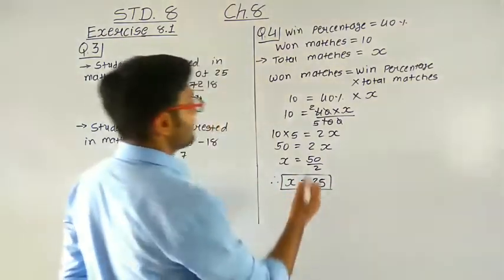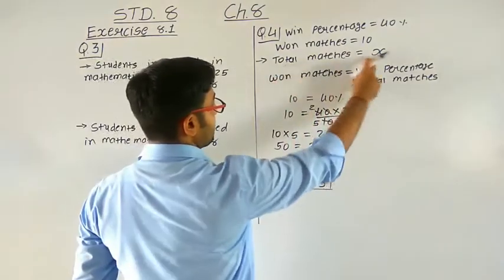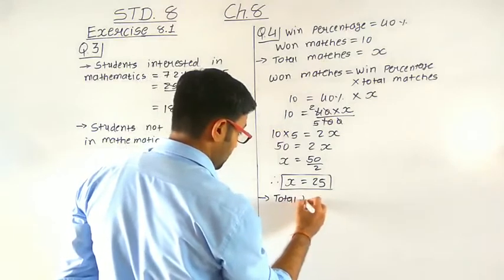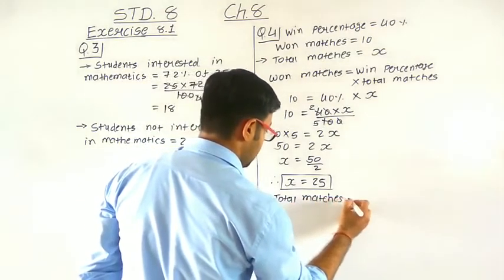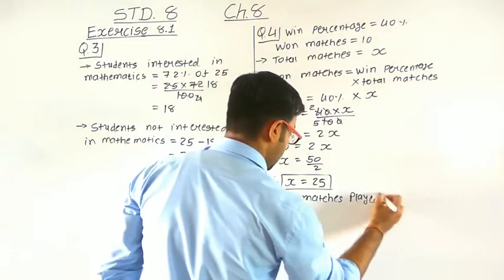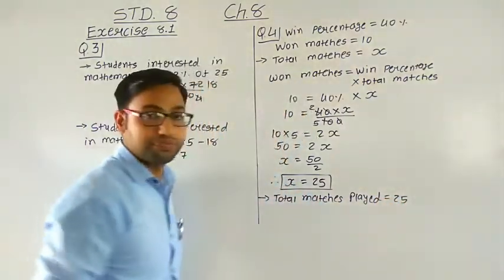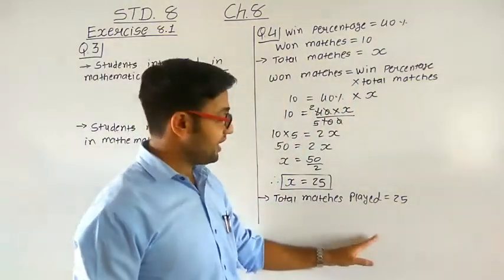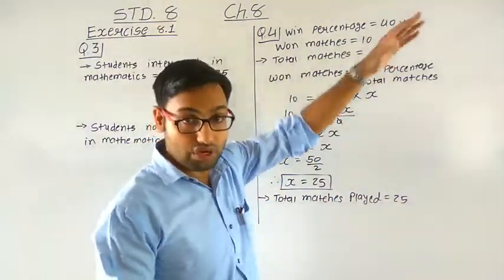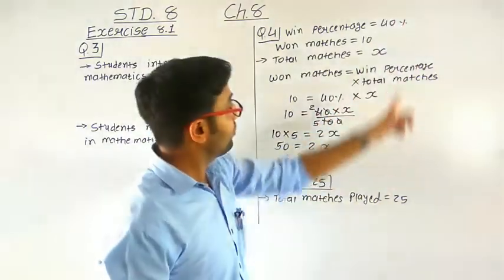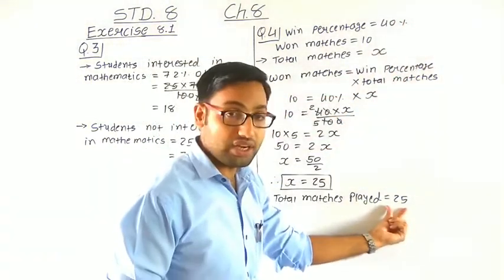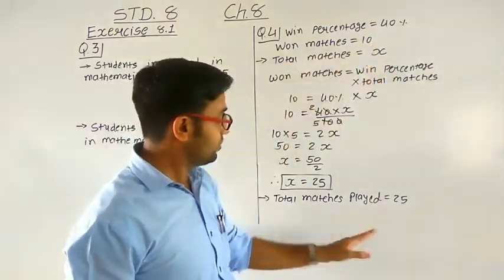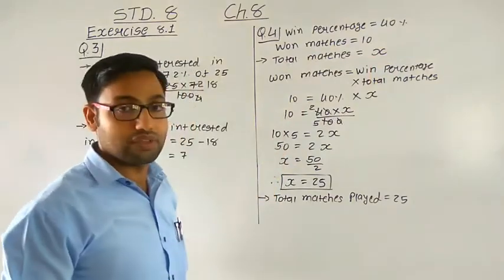And what did we suppose as x? We supposed x as the total matches. So we can write down that total matches played is equal to 25. So there is a team who played 25 matches. Out of that, they won 40% of the total matches. That is, if we find out 40% of this 25, we get the matches won, and that is equal to 10. Okay, so in this way we can solve the problem, right?